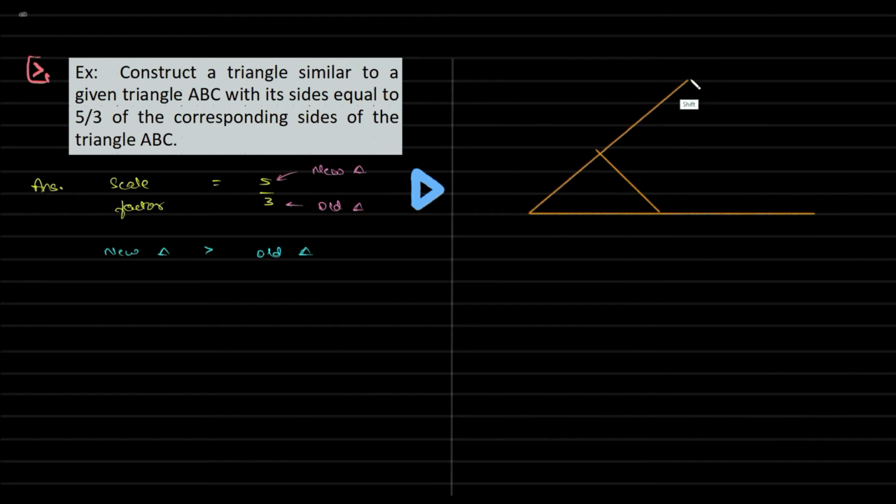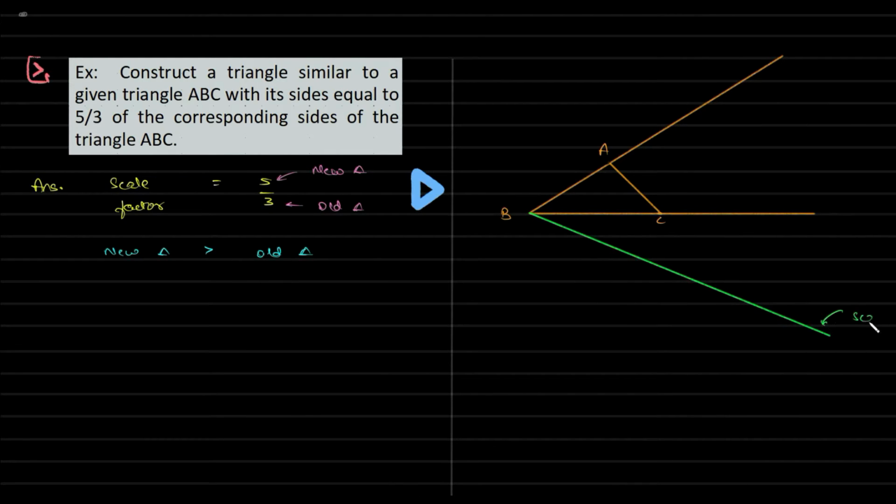Do this, something like this. You extend, this is A, that's A, B, C, extend BA and AC. This is going to help us. How? We'll be seeing that later. Now, first thing is we need to make our own scale. And on this scale, we need to have 5 divisions.